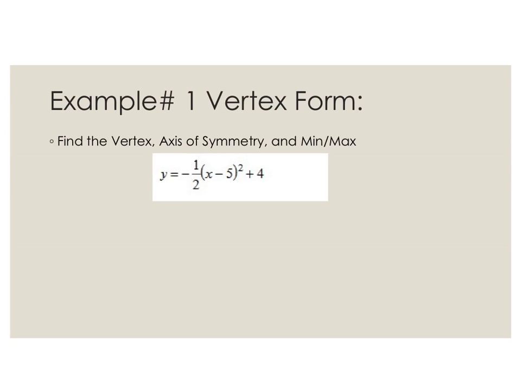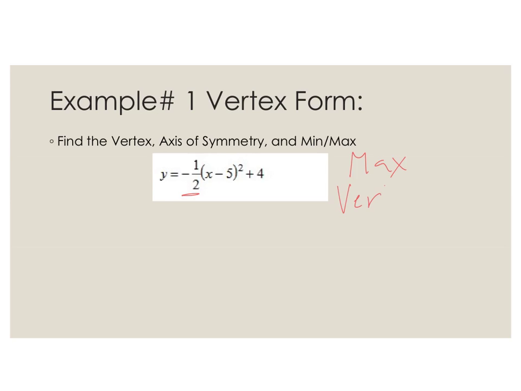In example 1, we're going to talk about vertex form. We're going to find the vertex, axis of symmetry, and the min-max. The easiest one is the extrema. If you look at a, it's a negative 1/2. Negative, think opposite, so it's going to give us a maximum.